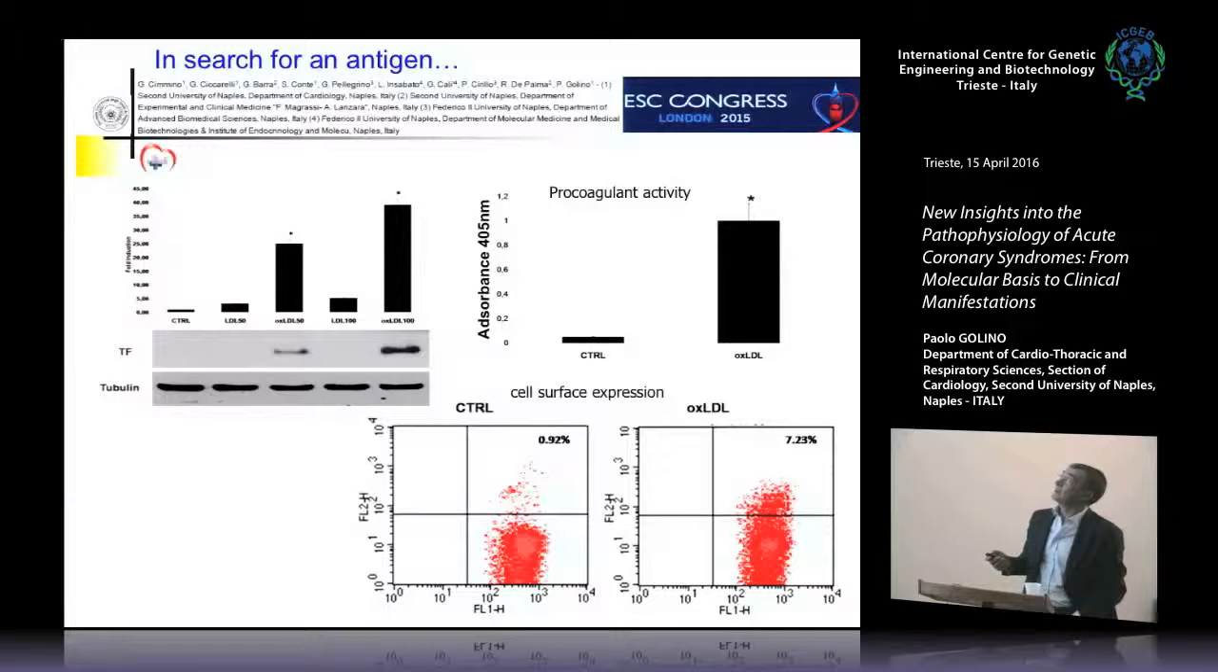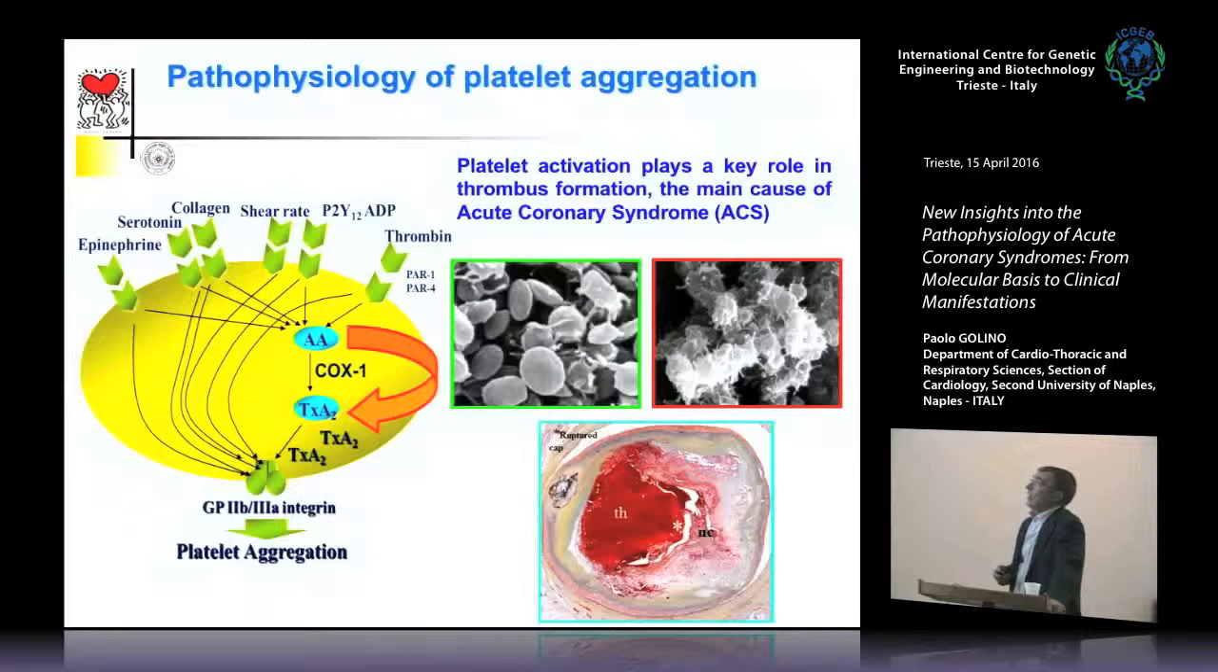We challenged smooth muscle cells with LDL not oxidized, a sort of internal control, and oxidized LDL at different concentrations, and we measured the expression of tissue factor at the protein and gene level and at the level of activity. So this tissue factor is expressed on the surface of lymphocytes, is active and functioning. So oxidized LDL might be a good candidate. Of course, we have to further investigate this. And we are about to finish.